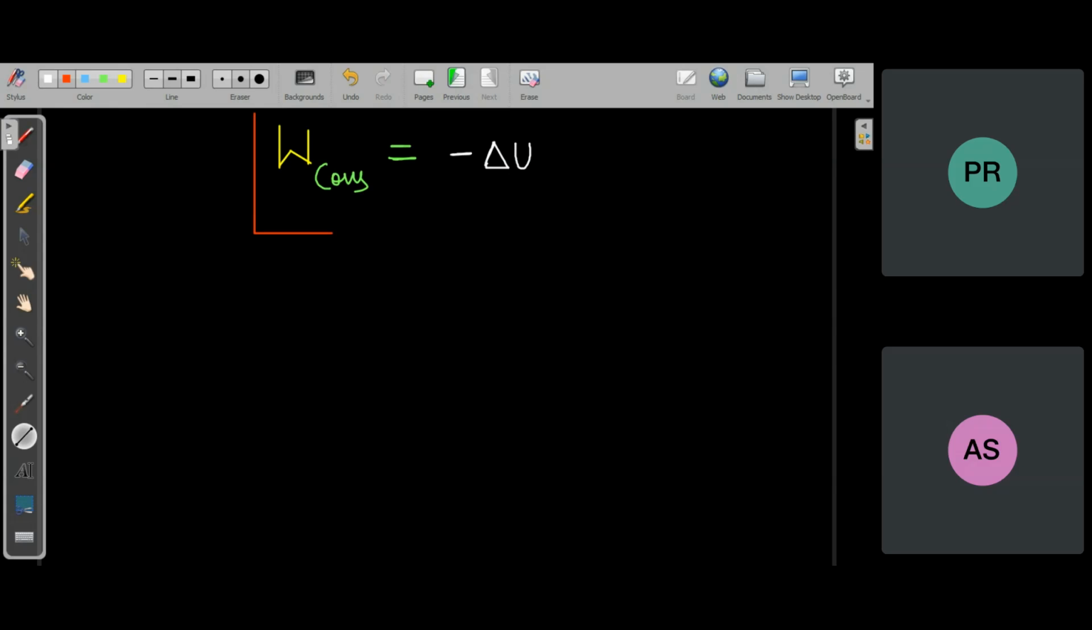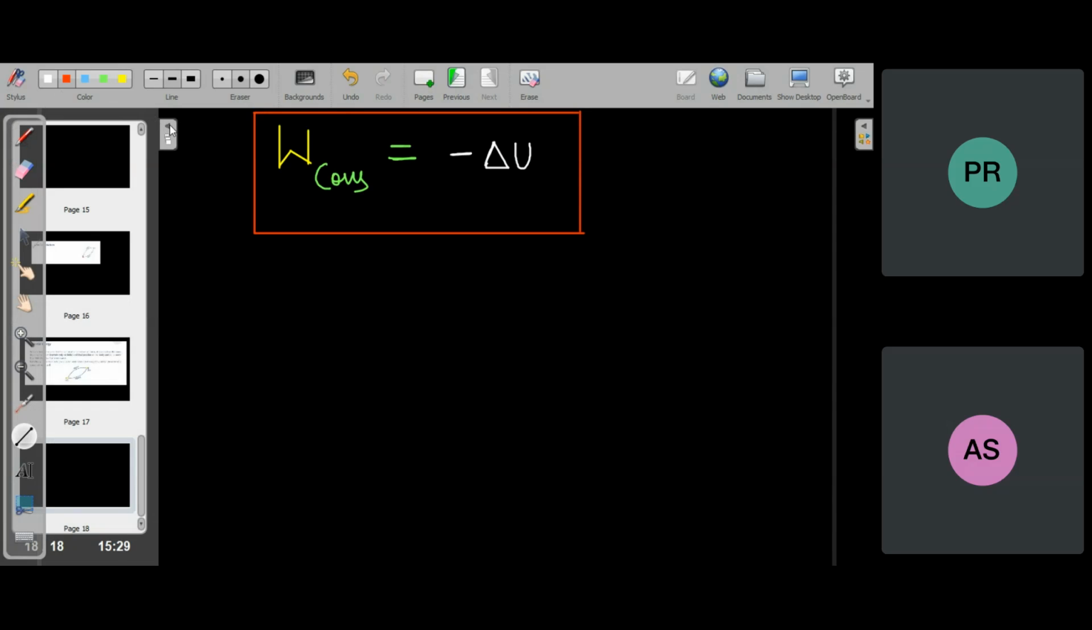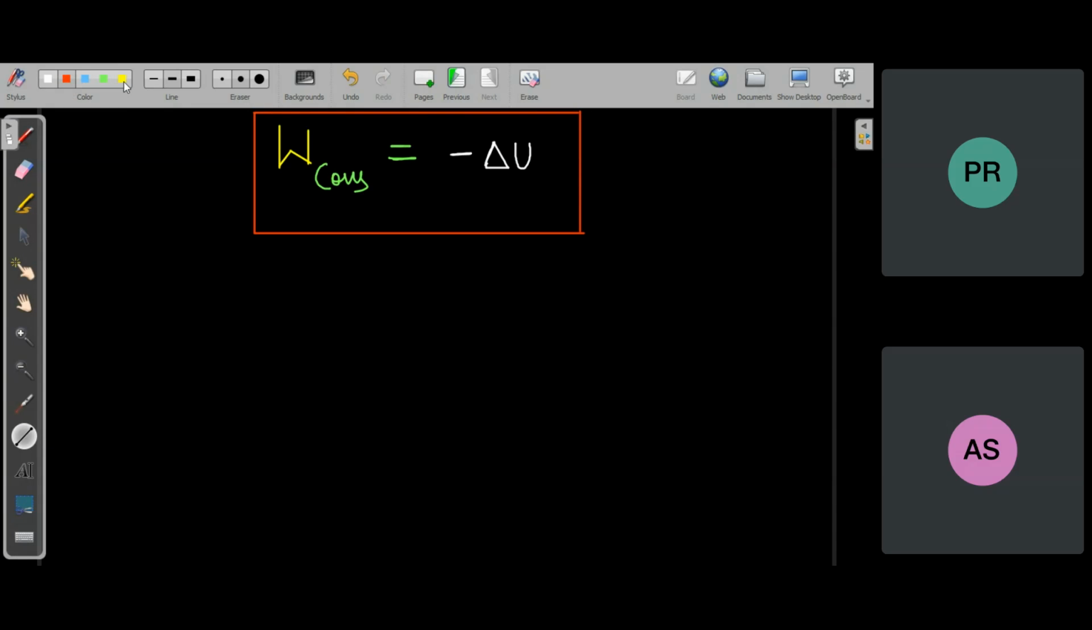You cannot calculate the potential energy by this formula. Potential energy has no significance. Only change in potential energy has significance. So change in potential energy and work done by a conservative force, this is the relationship between them.